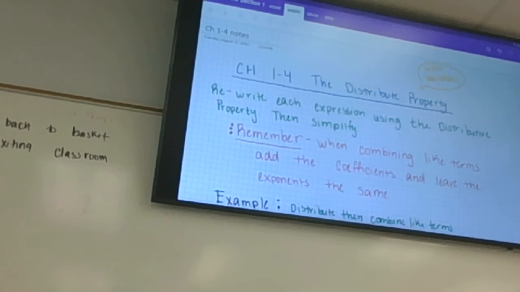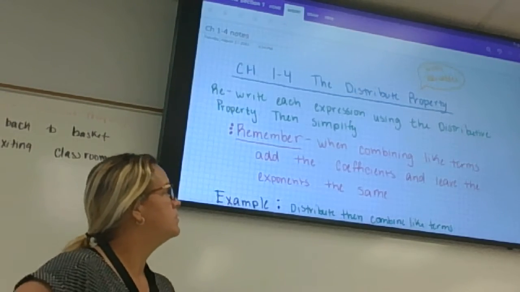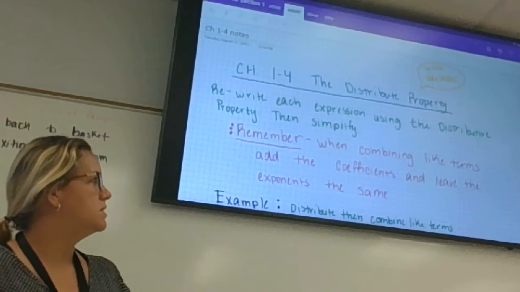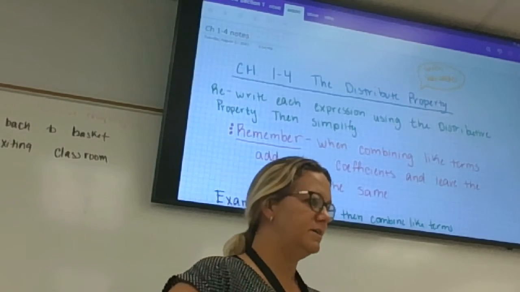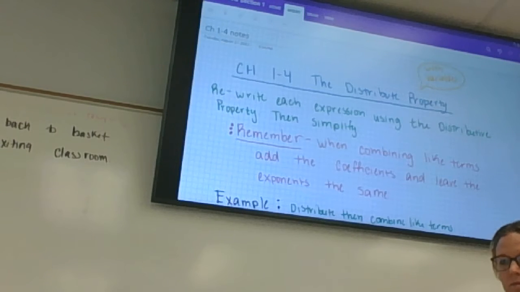I would love to see chapter 1-4 and the distributive property written down so you know where in your textbook to look. So we're going to rewrite expressions using the distributive property and simplify. Some of you have been using the distributive property, but today we're going to do it with variables. I'm going to put some x's in, some y's.